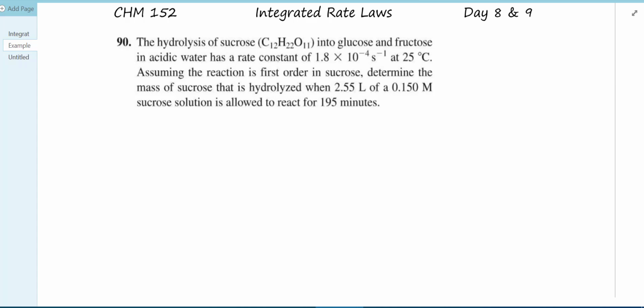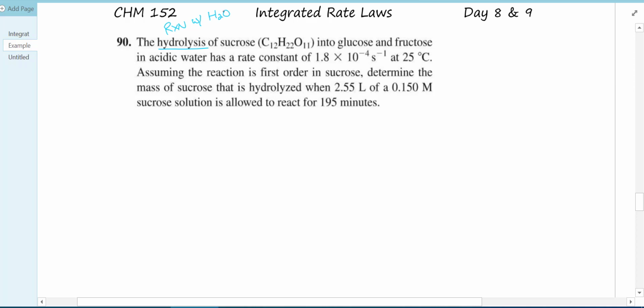Hey guys, welcome back. We're in day 9 still, talking about integrated rate laws. We're going to do problem number 90. I like this one. The hydrolysis, so right away that word, right? This word hydrolysis means it's a reaction with water.